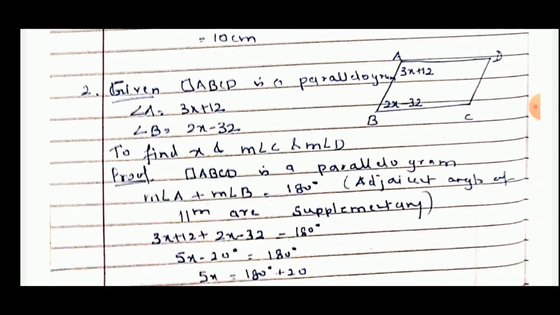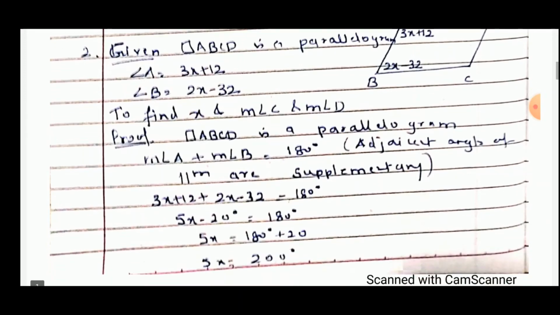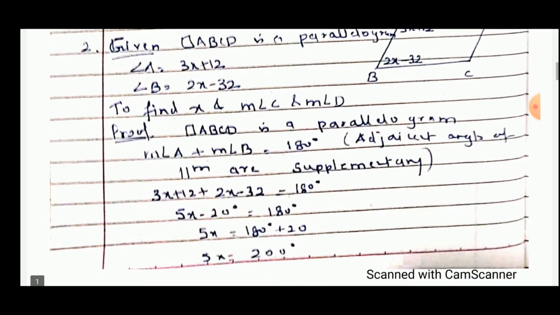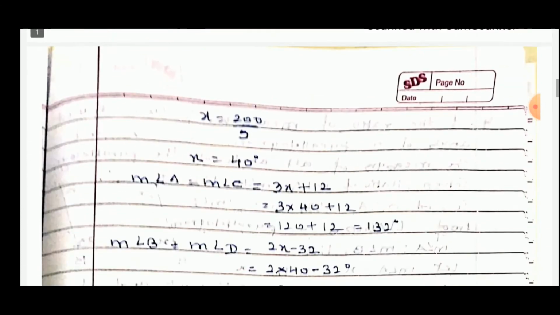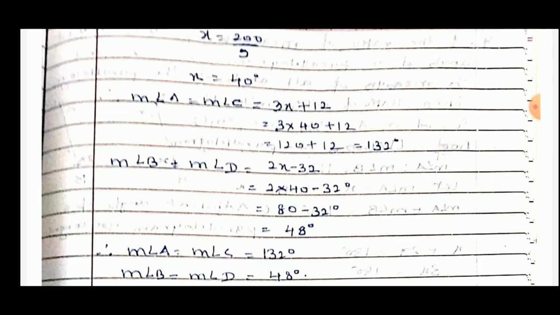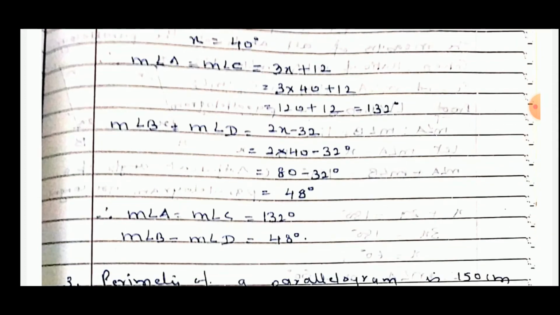So 3x plus 12 plus 2x minus 32 is equal to 180. So 5x minus 20 is 180. 5x is equal to 180 plus 20, that is 200. So x will be equal to 40 degrees. So measure of angle A equal to measure of angle C, that is equal to 3x plus 12, that is 3 into 40 plus 12. So 120 plus 12, that is 132.